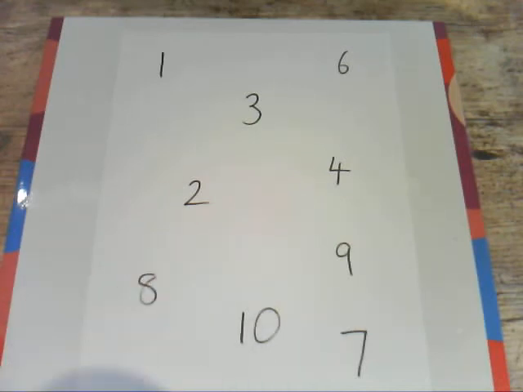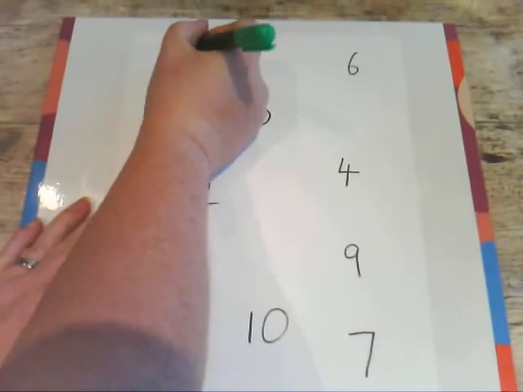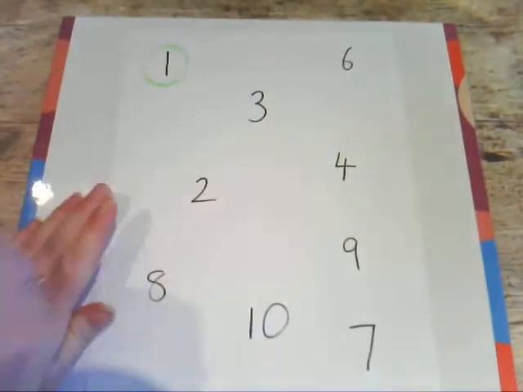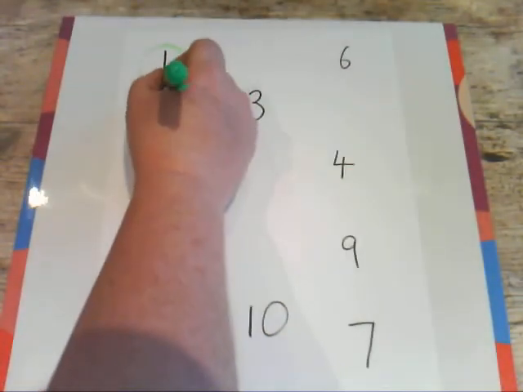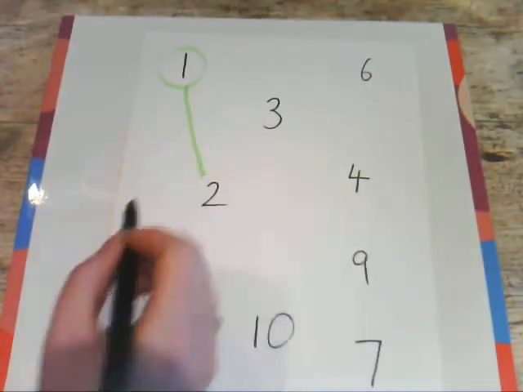So as you can see, as an adult, I've written some numbers onto some paper. I want to ask the child to find me number 1. So hopefully they'll be able to find number 1 and they'll circle it. What I want them to do is create a web. So where is number 2? Can you find number 2? Oh, there it is. So you want them to draw number 2.